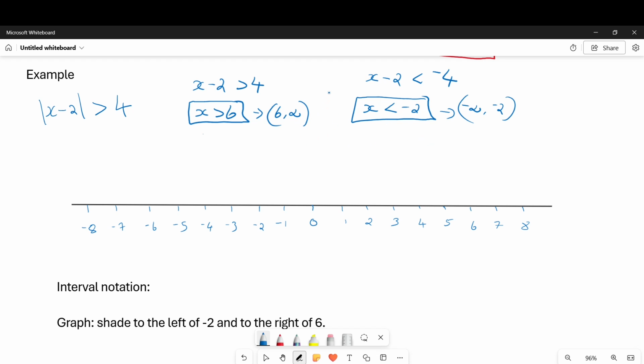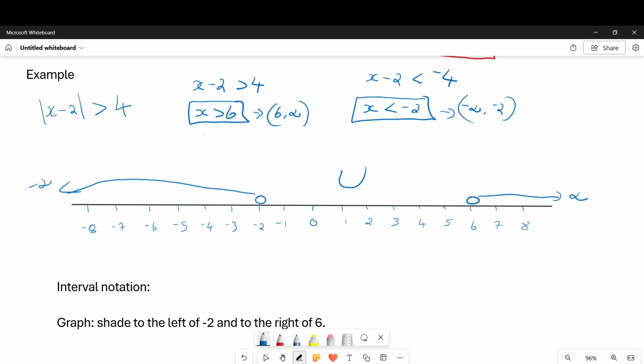Just combine these two. Before combining, visualize this on the number line: minus 2 here, with the range going toward minus infinity, then 6 going toward positive infinity. These are two separate ranges, so combine them using a union. We can apply both this range of values and that range of values to x, so we combine both using a union.